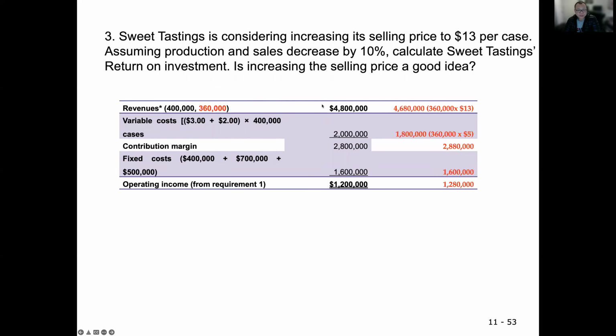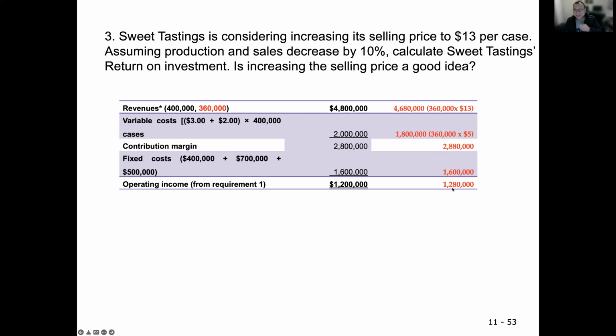So we use the same format. If we increase the price to $13, the production and sales decrease by 10%, which is 40,000. So production and sales will drop from 400,000 to 360,000 units, times $13 per unit. So the total revenue will be 4.68 million. And the variable cost is $5 per unit times 360,000, so it's 1.8 million. My contribution margin will be the difference, 2.88 million. Fixed cost will be the same, 1.6 million. So my operating income is 1.28 million.